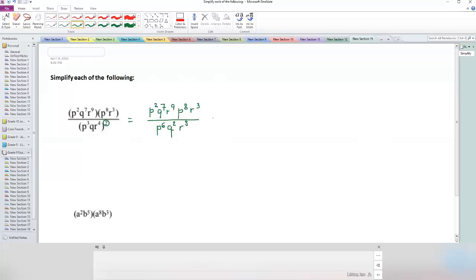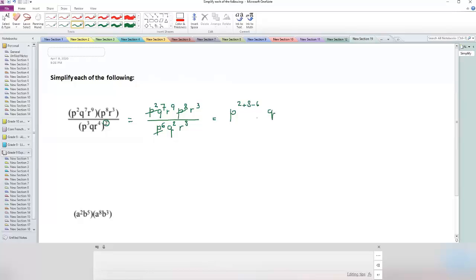Now I can simplify. How? I will take, let's say, the p first. So I can say like that, p to the power of 2 plus 8. Since I'm multiplying p and p, we are multiplying, so we add the exponent. What about the p as division? We subtract it. So that means minus 6. I finished with the p.